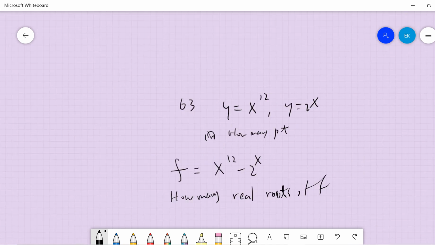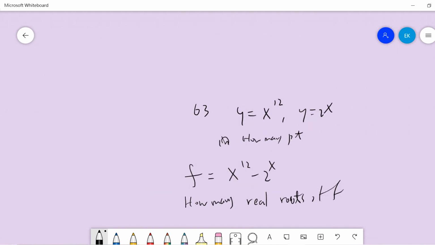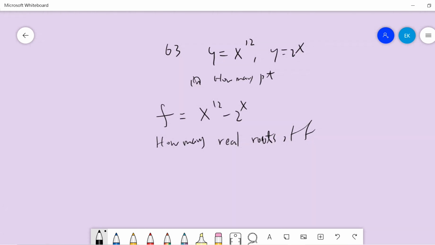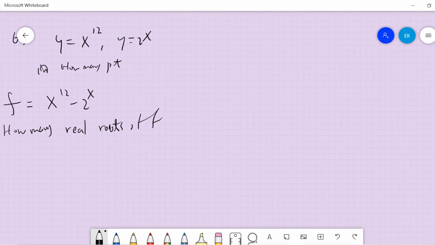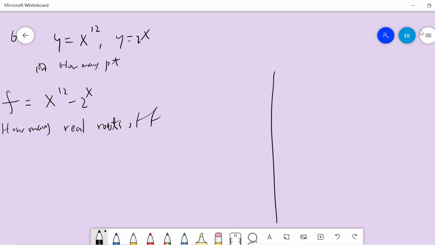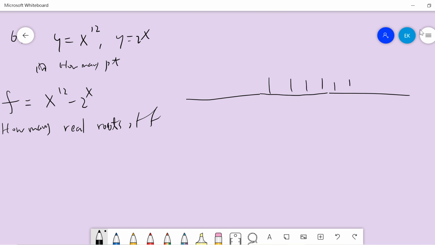So basically, all we can use is the intermediate value theorem. Let me build a table. This is x: negative infinity, then minus 3, minus 2, minus 1, 0, 1, 2, 3, 4, 5, 6, 7, 8, 9, or keep going.